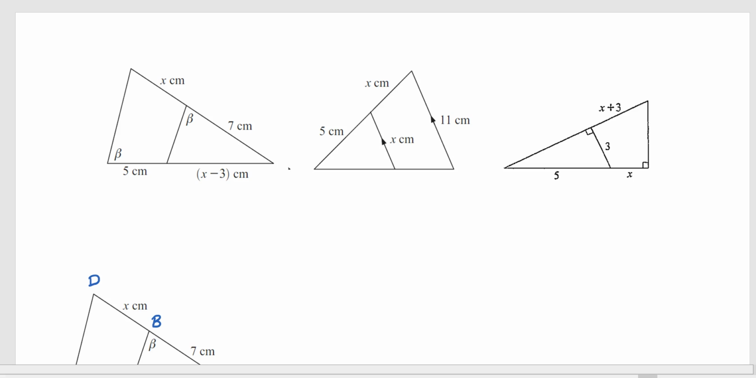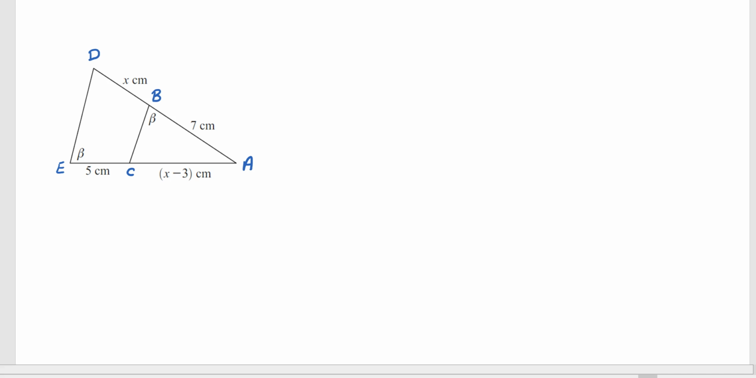This video is meant to remind you about similar triangles and how to solve them. We're going to look at 3 different situations. So one where we've got the angles like so, parallel, and when we've got the right angle triangles. Start with the first one.